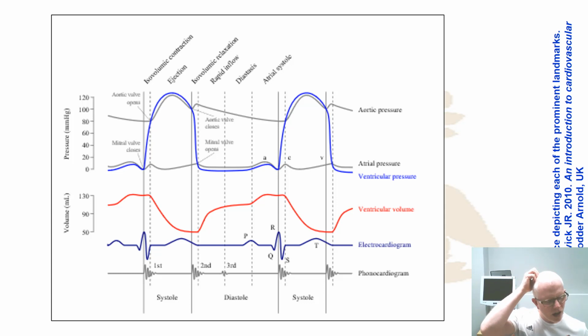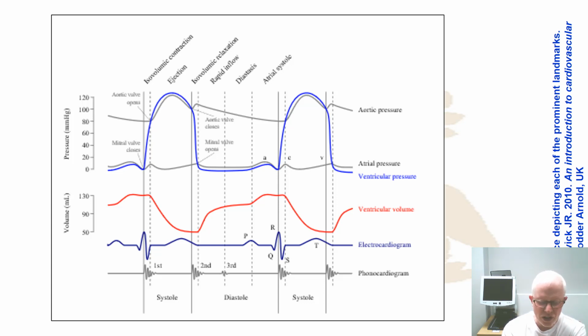So here is everything kind of together, and what you can see is the pressures in both the aorta and the ventricle. You can see the ventricular volumes, and you can see the ECG towards the bottom, and you can see how the ECG relates, as we were just referring to, the changes in pressure.